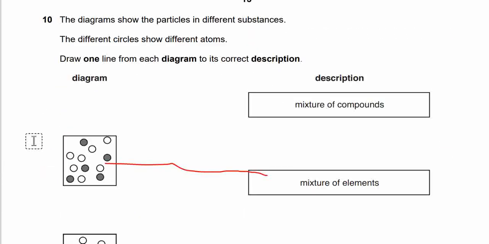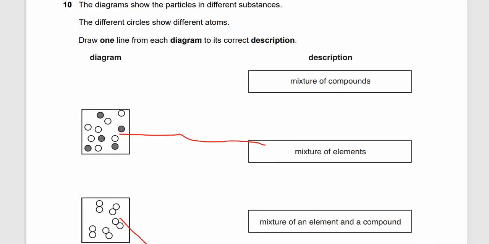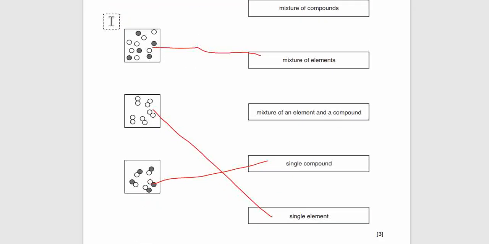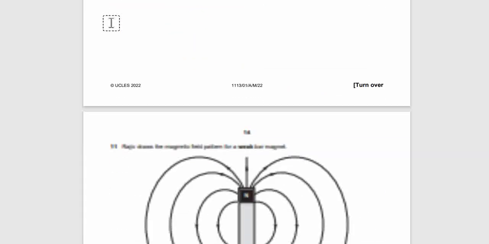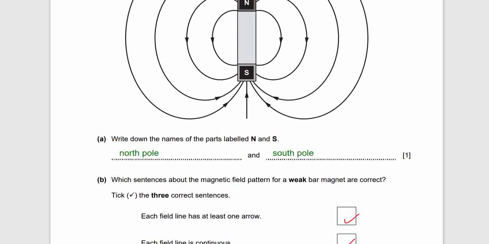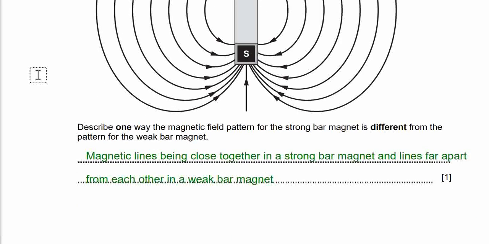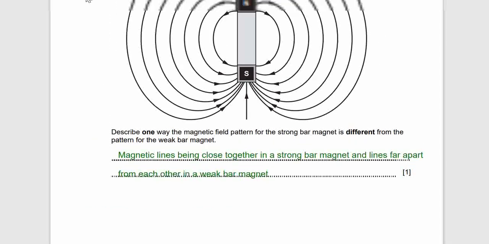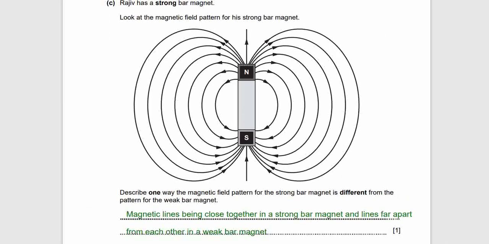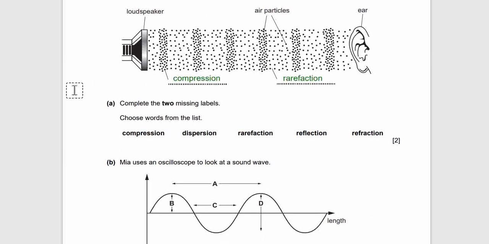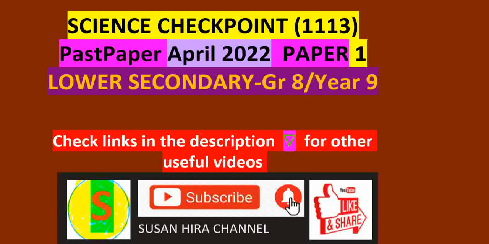Next we are in the answer for question 10, and then this is question 10, and this is the answer for question 11A, B, 11C, and then move on to question 12A and B. So today we've discussed Science Checkpoint Past Paper April 2022.